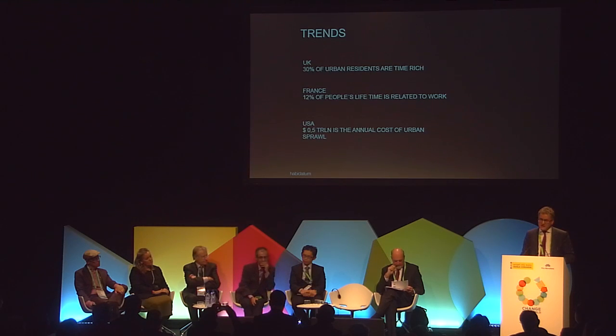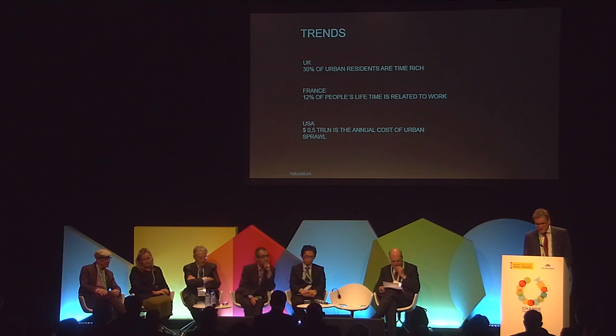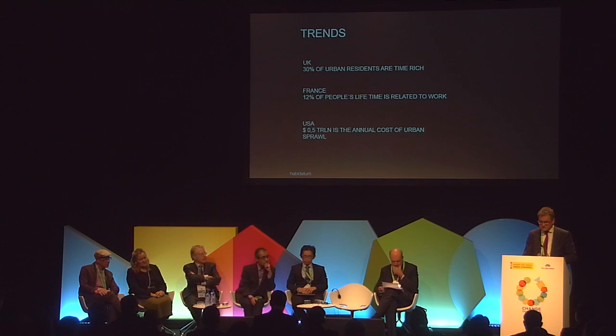and probably now we should think really seriously about how we can use time in our planning processes. For example, in the UK, and this is the study of Geoff Mulgan, a former advisor to Tony Blair, 30% of urban residents are time rich, and they declare themselves as time rich and cash rich. So they can use urban space in a pretty flexible way.